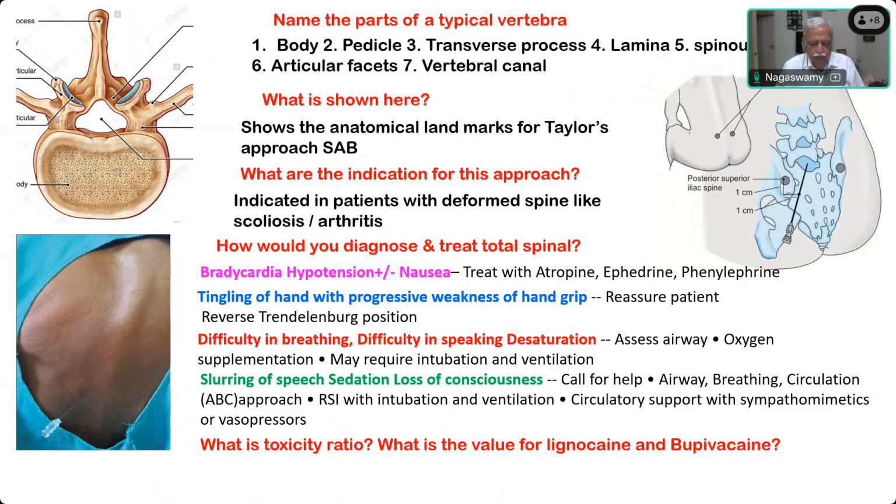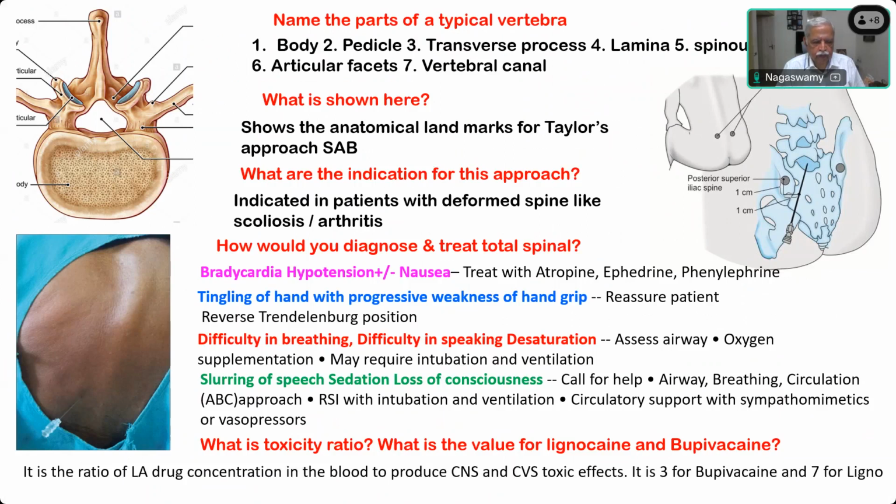The ratio of the serum concentration required to produce CNS toxicity compared to cardiovascular toxicity is called the toxicity ratio. So it is the ratio of local anesthetic drug concentration in the blood to produce CNS and CVS toxic effects. It is 3 for bupivacaine. That is why bupivacaine is considered a very unsafe drug, because only 3 times the concentration required to produce CNS toxicity is required for cardiovascular toxicity.